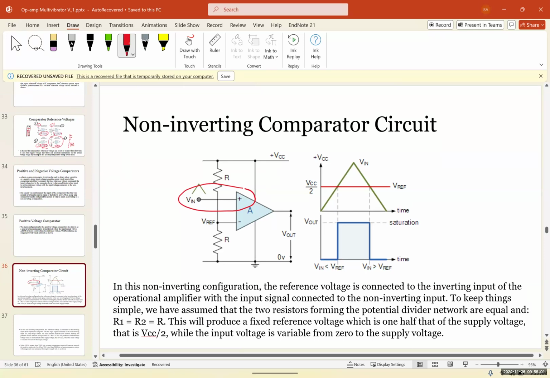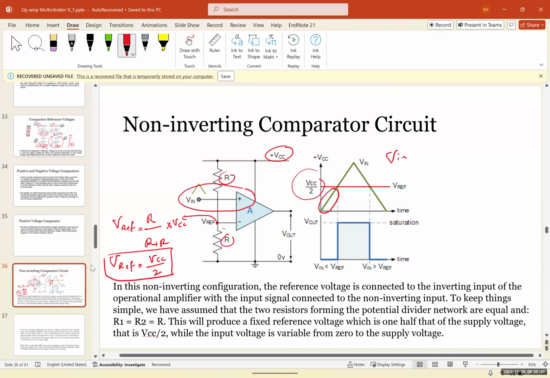As you see here, this is our input voltage Vn. As long as Vn is less than V reference, which here is VCC over 2. Why is it VCC over 2? Because this is a voltage divider, and V reference would be R over R plus R, because these two R's are the same, times VCC. So V reference here would be VCC over 2, because the R's are the same.